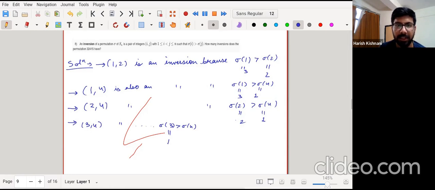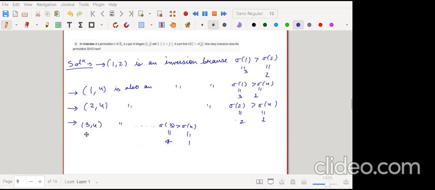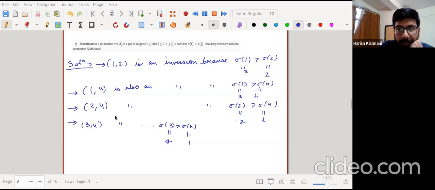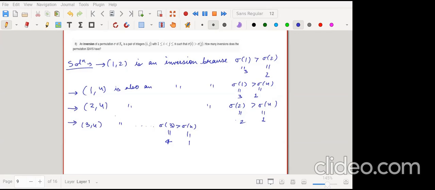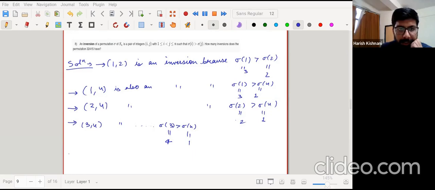So if sigma 3 is 4, I repeat, if you're not comfortable with speaking, you can also write it in the chat. Okay. 3 comma 5. So 3 comma 5. So let's check whether 3 comma 5 is a pair, is an inversion.